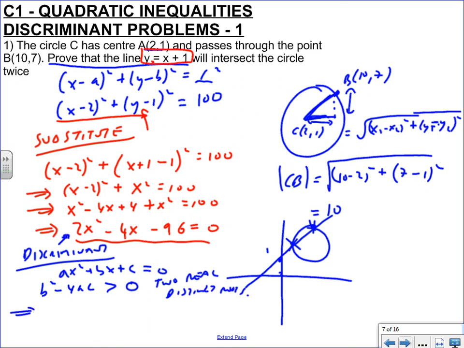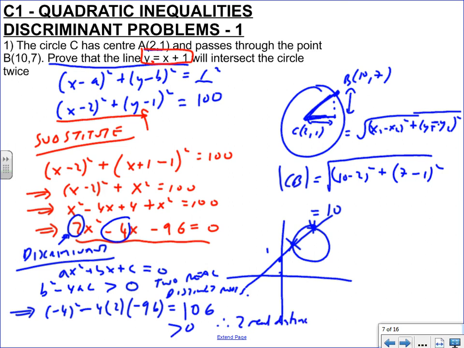So let's go for it then. So b squared, in this case, b is minus 4. So that's minus 4 all squared. Minus 4a, which is 2. And minus 96. What does that equal? You can get your calculator out. So that's 16 minus 4 times 2 times, hope you're getting your calculator out as well. So that's 106, which is bigger than 0, therefore 2 real distinct roots. And therefore crosses twice as required.